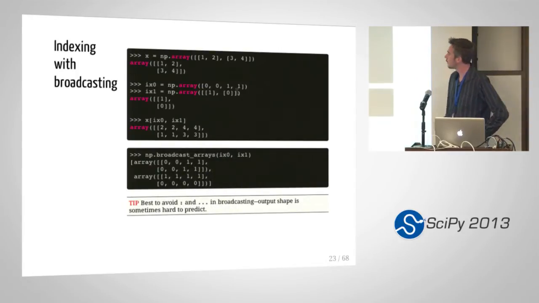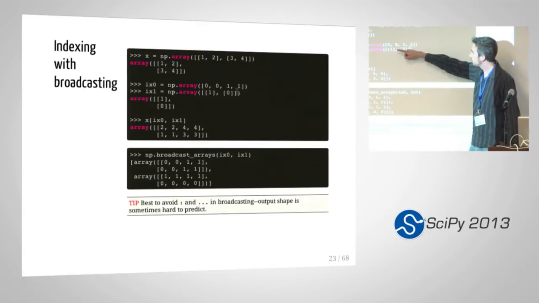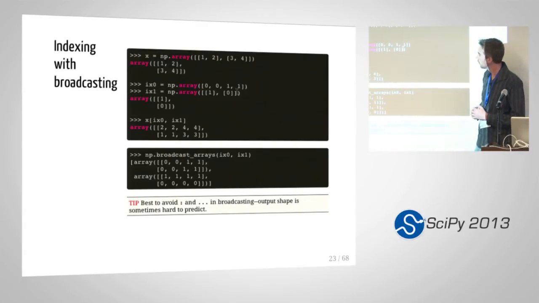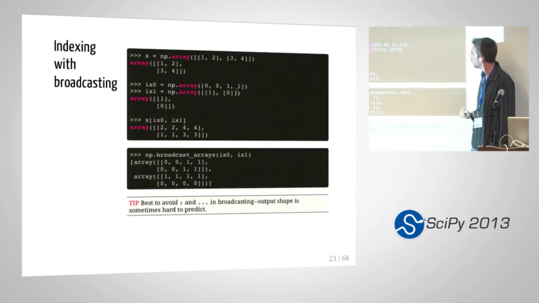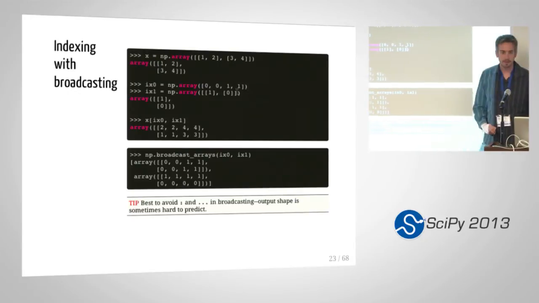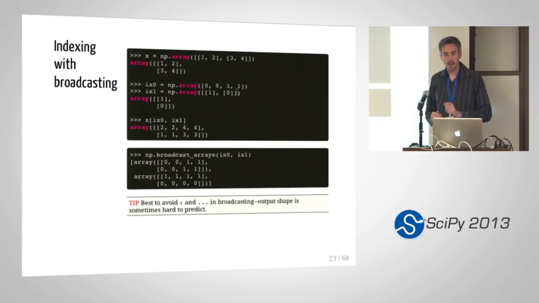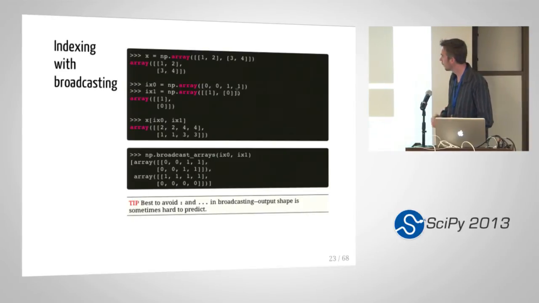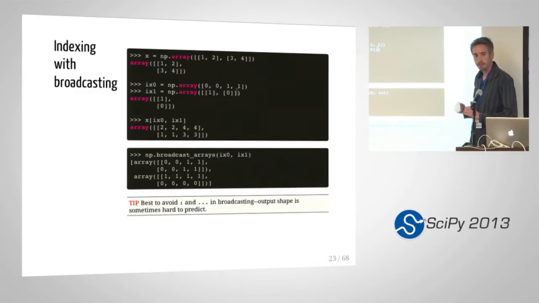Yeah. So in this example, I construct a 2x2 array with the elements 1, 2, 3, and 4. That's the array over there, and then I construct 2 indexing arrays. The first indexing array just contains the values 0, 0, 1, 1, and the second one contains a column with 1 and 0. So the question is, what will happen when I index x with ix0 and ix1? And the result is shown over here. So what happens in that case?